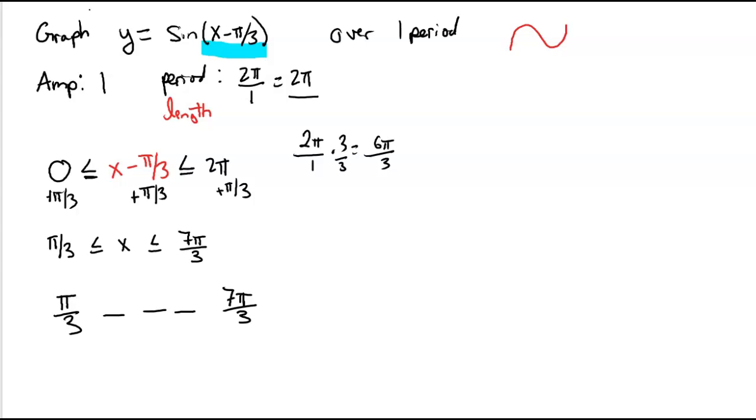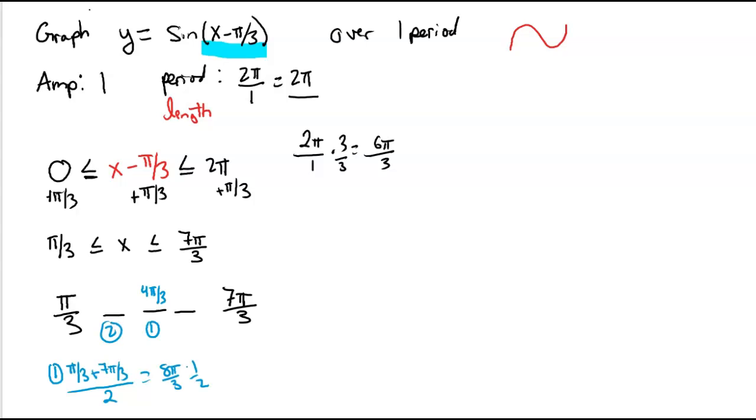All right, so how do I find my numbers? So I want to find the average, so I'm going to find this one right in the middle. So I'll find that one first. So pi over 3 plus 7 pi over 3, I'm going to divide that by 2. So that would give me an 8 pi over 3 times 1/2. So that'll become a 4 pi over 3.